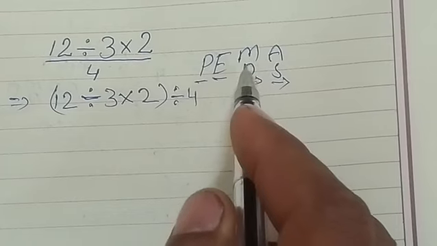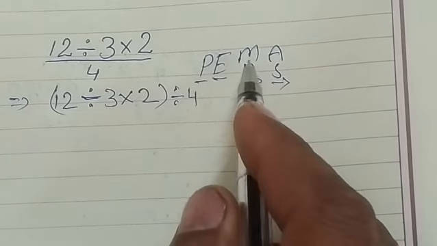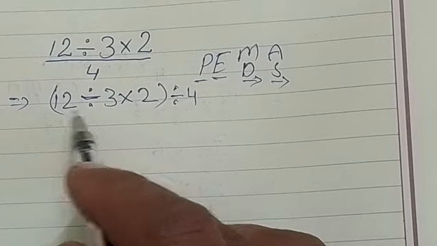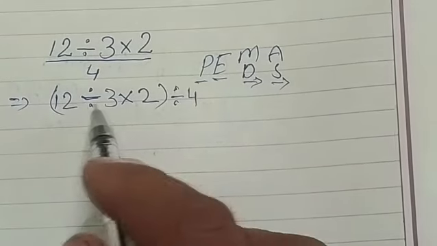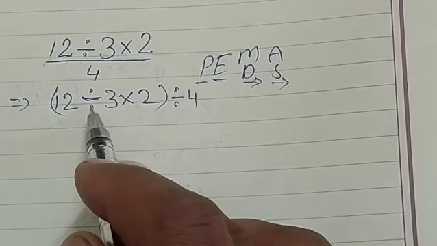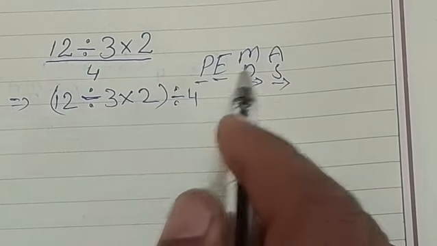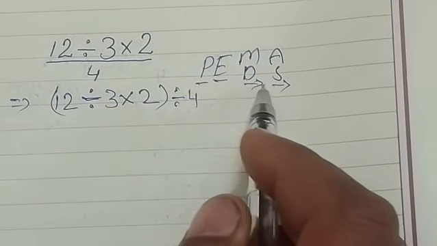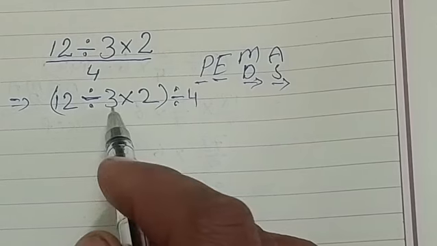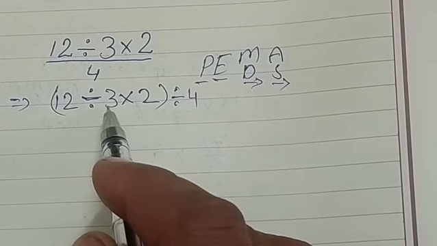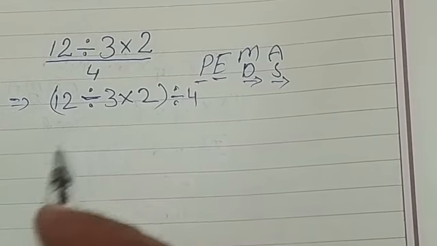So according to the rule, first we solve parentheses. Inside the parentheses we have division and multiplication. Multiplication or division we solve from left to right. Now on the left side we have division. So first we solve division, then we solve multiplication.